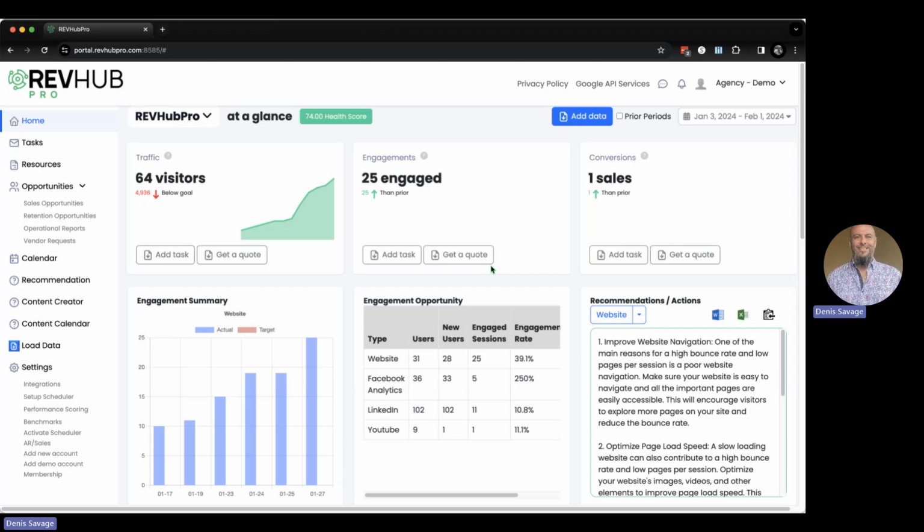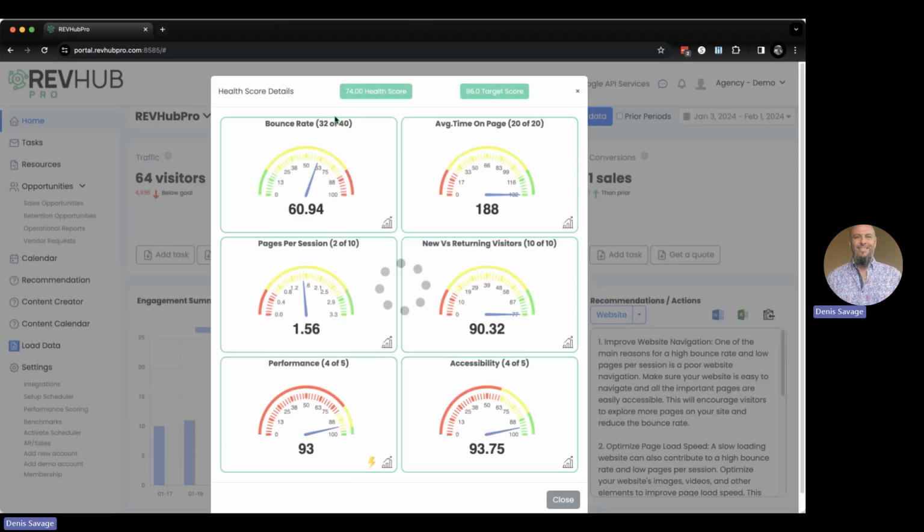Today, we're going to focus on our health score listed at the top. We're looking today at the home page, which gives a synopsis of how the website is performing. Your health score is the core vitals that encompass your website's overall health, and where RevHub Pro crunches those numbers to provide actionable intelligence in the form of recommendations, again, leading to increased sales.